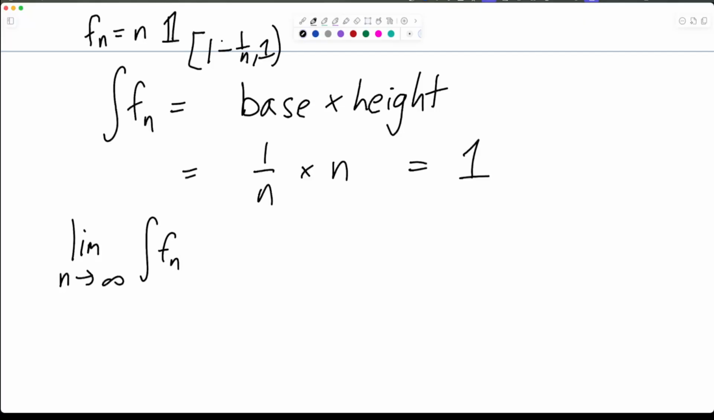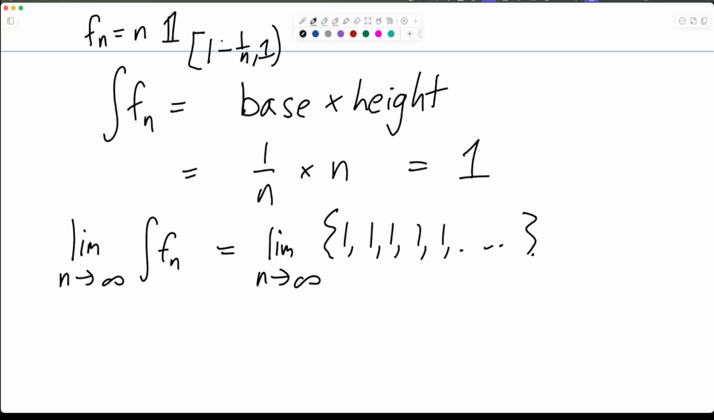Fn is a function. The integral of fn is a number. This is an ordinary limit of numbers. And in this case, it's the limit as n goes to infinity of the sequence 1, 1, 1, 1, 1, 1's forever, right? It's always 1. It's the limit of the sequence of all 1's. What is that limit? It is 1. So the limit is 1. The limit is not 0, which a lot of people said.